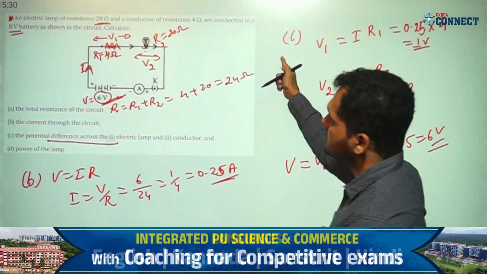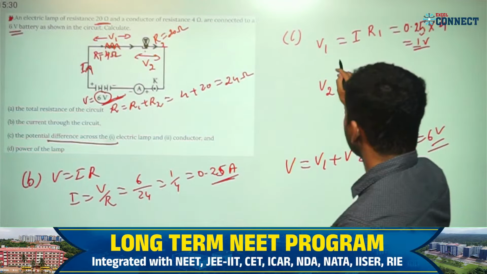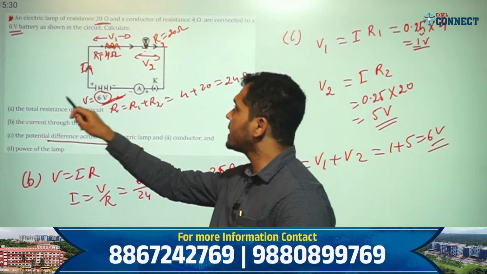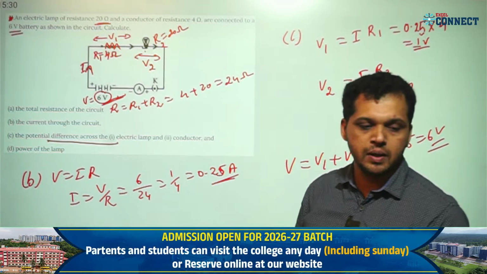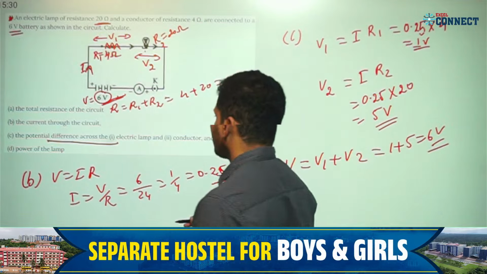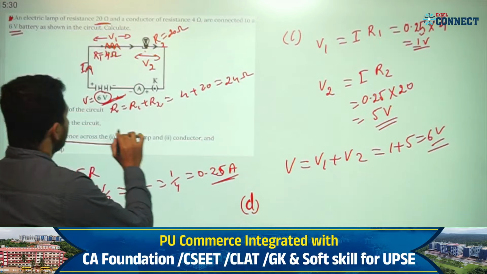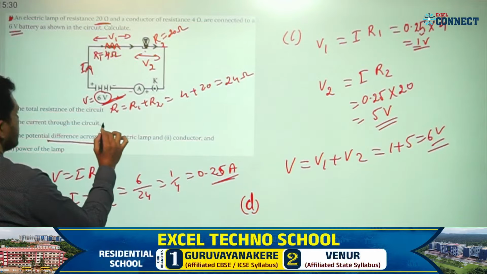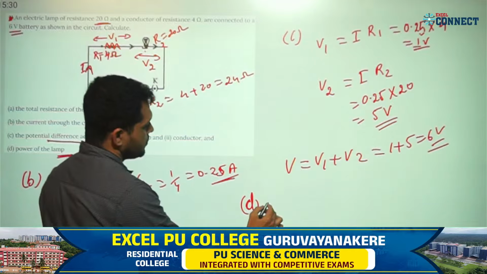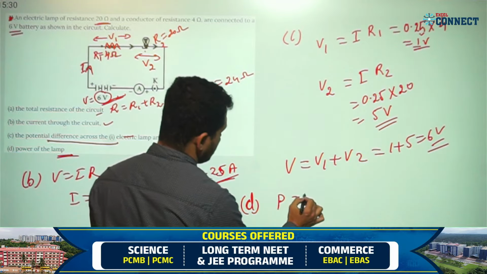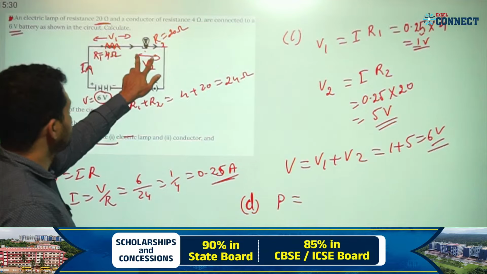This is question C. Electric lamp and conductor, both we already calculated here. Next, power of the lamp we have to find. Question D. How to get the power of the lamp? Anyone calculate this? Voltage drop is there.